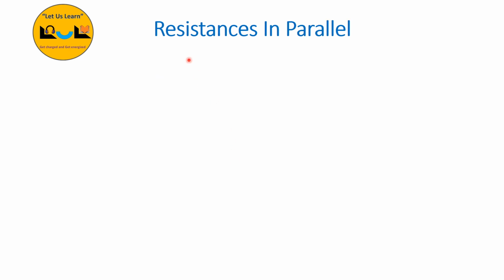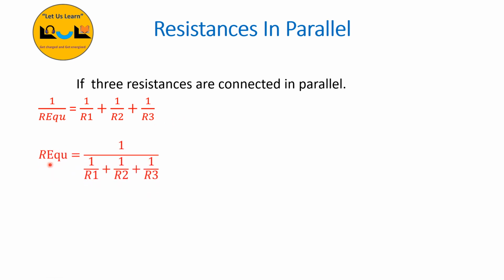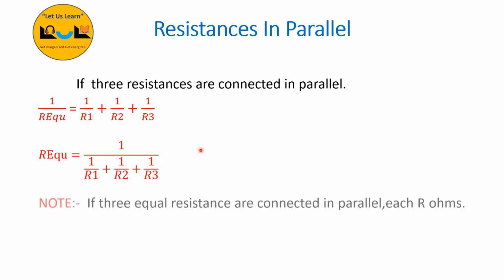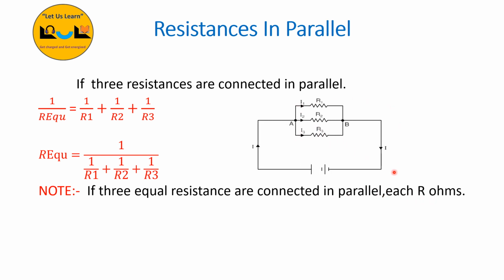So next one is resistance in a parallel circuit. If three resistors are connected in parallel, the formula is 1 by R equivalent is equal to 1 by R1 plus 1 by R2 plus 1 by R3. Now consider three equal resistors connected in parallel, each of R ohms.